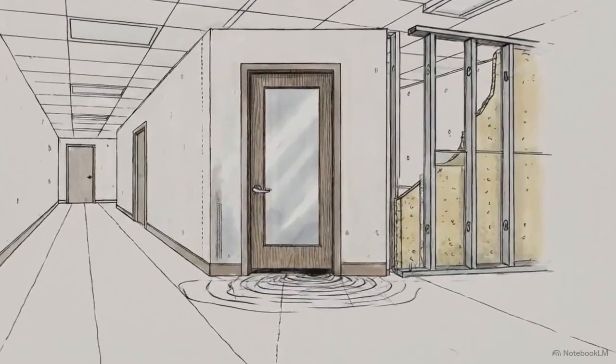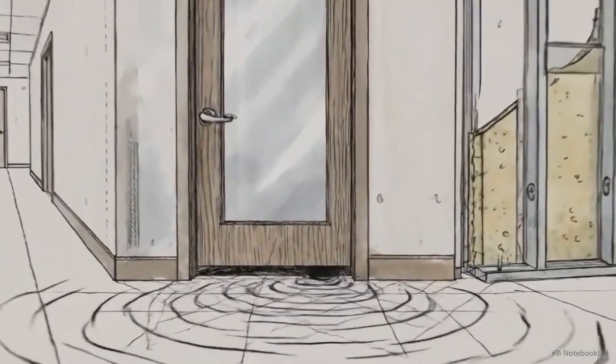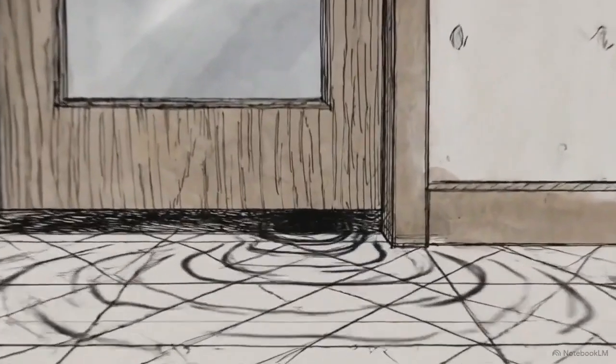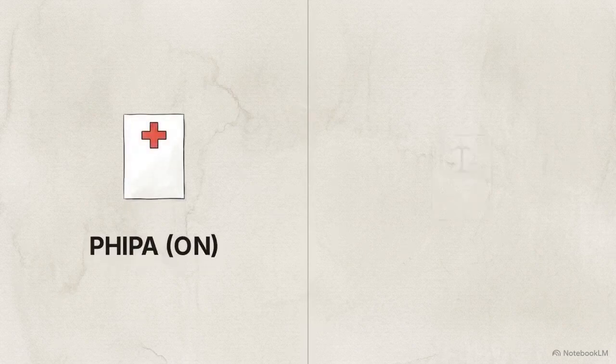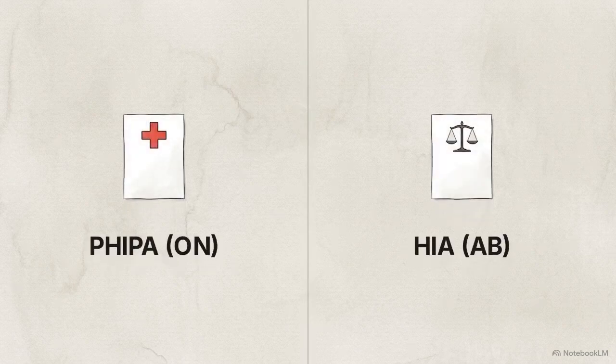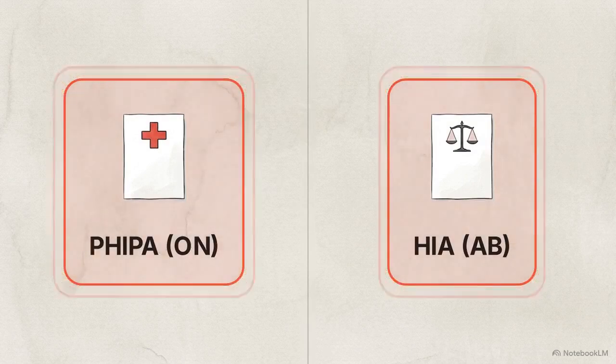When a patient overhears a diagnosis or a client hears a legal strategy from the hallway, your facility has suffered a physical security breach. Under privacy laws like PHIA in Ontario or the HIA in Alberta, this constitutes a measurable failure in administrative and physical safeguards.